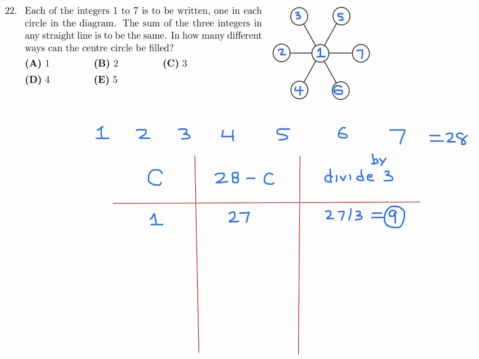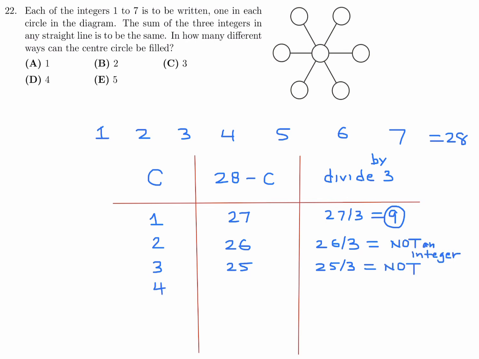So let's try it. 2. If I put 2 in the center, so we're going to have to erase all of this. 28 minus C would be 26. Then you divide that by 3. Is that an integer? And the answer is no. So there's no way for us to do that, because obviously the sum has to be an integer. Let's try 3. 28 minus 3 would be 25, and 25 divided by 3 is also not an integer.